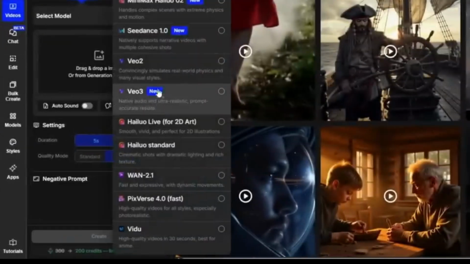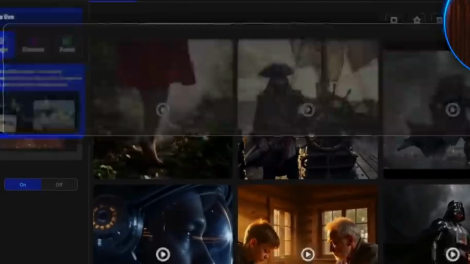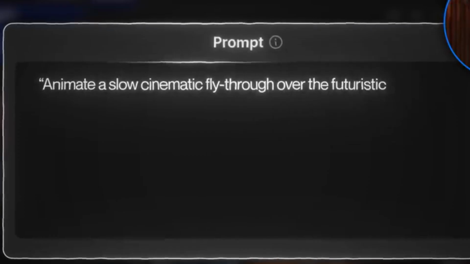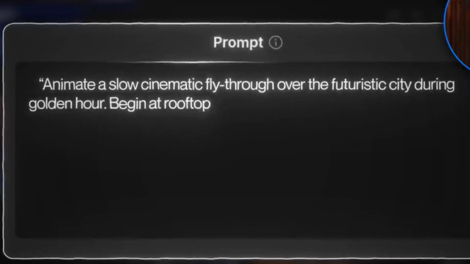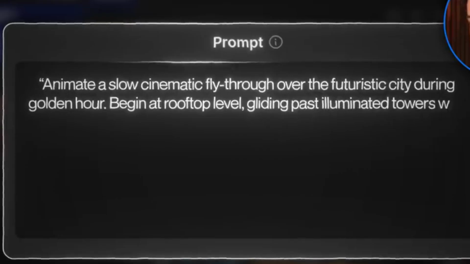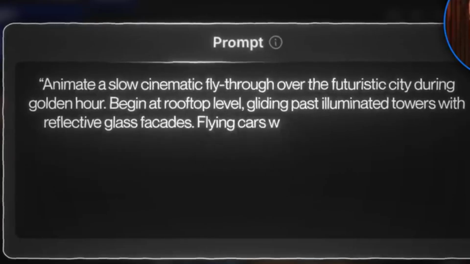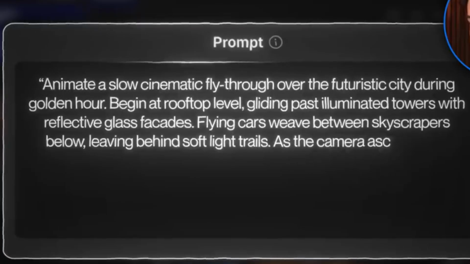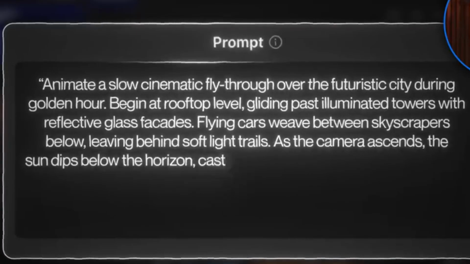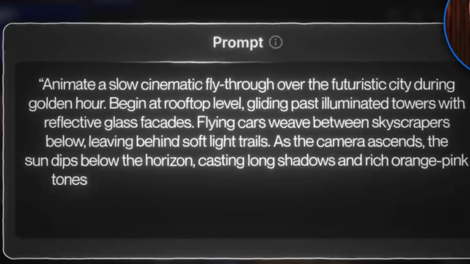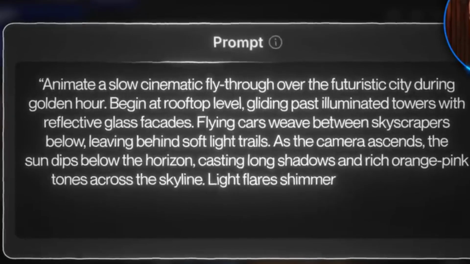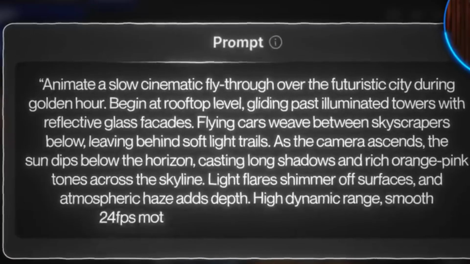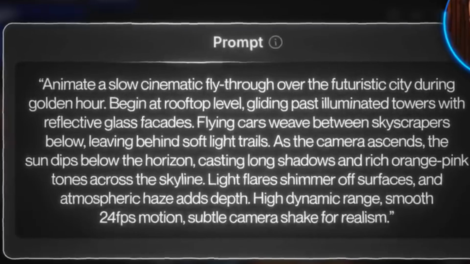I reselect Veo 3, upload a futuristic city at sunset, then I'm typing in this prompt. Animate a slow cinematic fly-through over the futuristic city during golden hour. Begin at rooftop level, gliding past illuminated towers with reflective glass facade. Flying cars weave between skyscrapers below, leaving behind soft light trails. As the camera ascends, the sun dips below the horizon, casting long shadows and rich orange-pink tones across the skyline. Light flares shimmer off surfaces, and atmospheric haze adds depth. High dynamic range, smooth 24 FPS motion, subtle camera shake for realism.